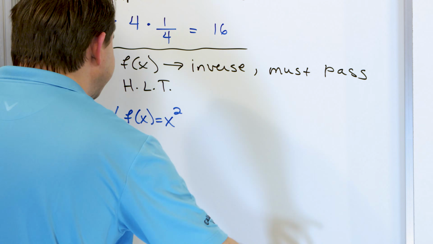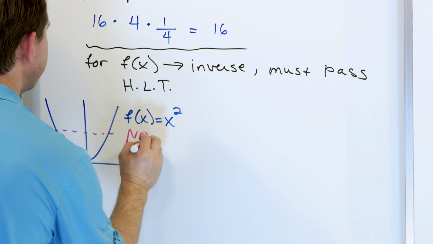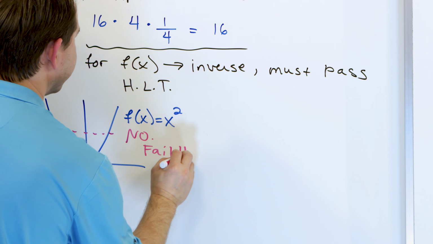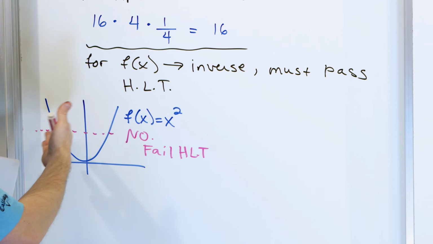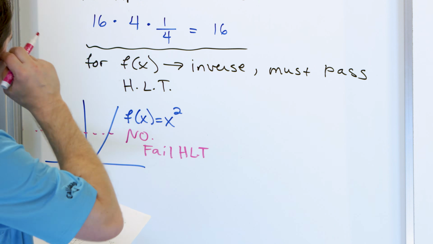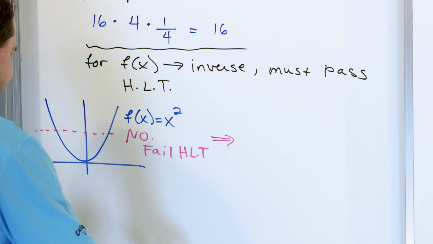Well, all you have to do is ask, does it pass the horizontal line test? Well, no. It fails the horizontal line test because it cuts in two locations. If it cuts in more than one location, then it's not going to work. Now, what would happen if you actually tried to construct an inverse with this thing?